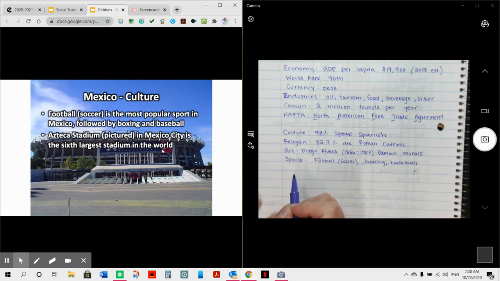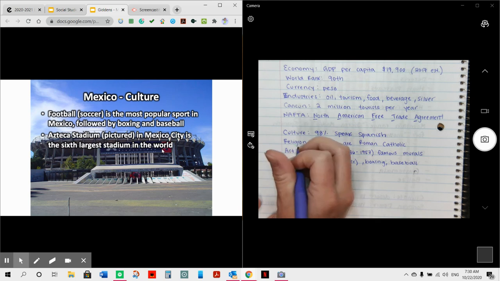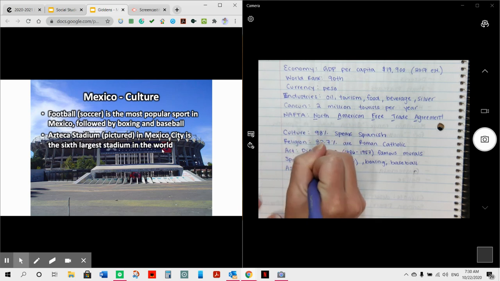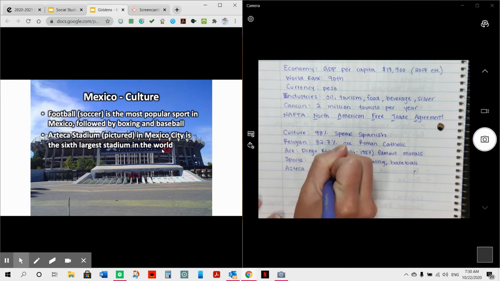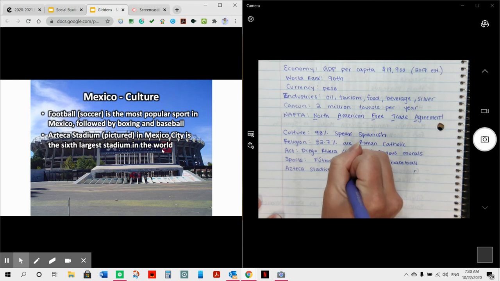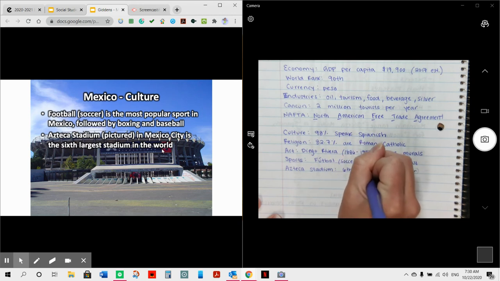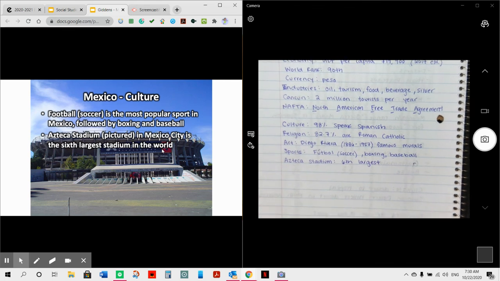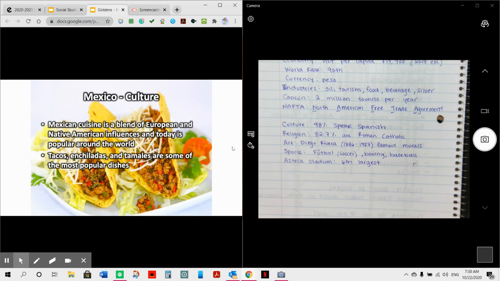After sports, let's write Azteca Stadium. So Azteca Stadium, colon, 6th largest. So that's a huge stadium. That way they can accommodate lots and lots of people for soccer games, football games.